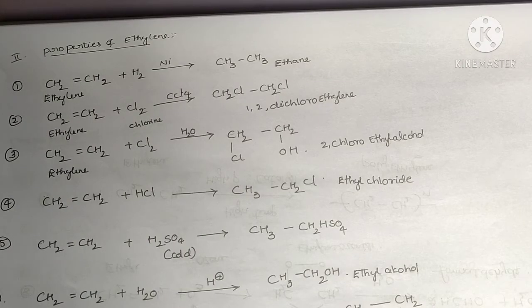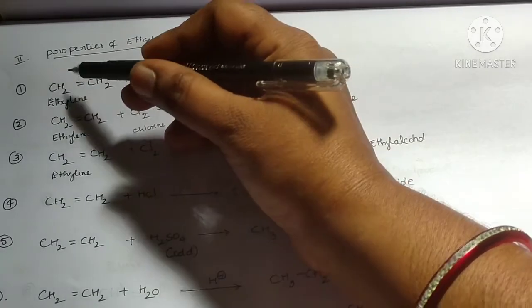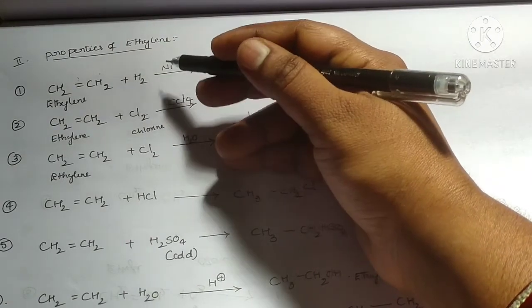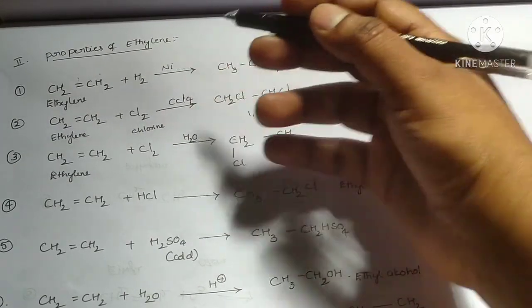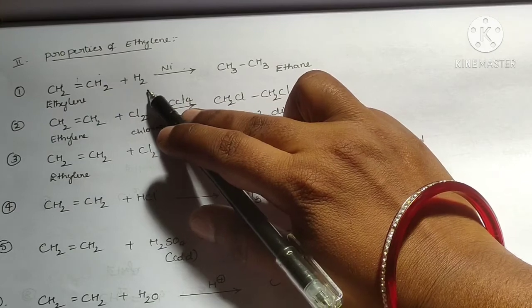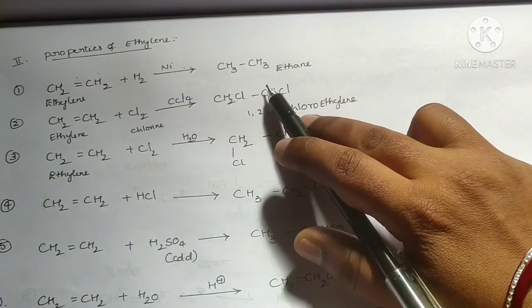And next are the properties of ethylene. We take ethylene in the presence of hydrogen and nickel catalyst. It produces ethane. When hydrogen adds, the double bond breaks and hydrogen adds, in the presence of nickel. Raney nickel is used for hydrogenation, at 300 Kelvin. So we add a nickel catalyst and hydrogen. This process is called hydrogenation. It produces ethane.